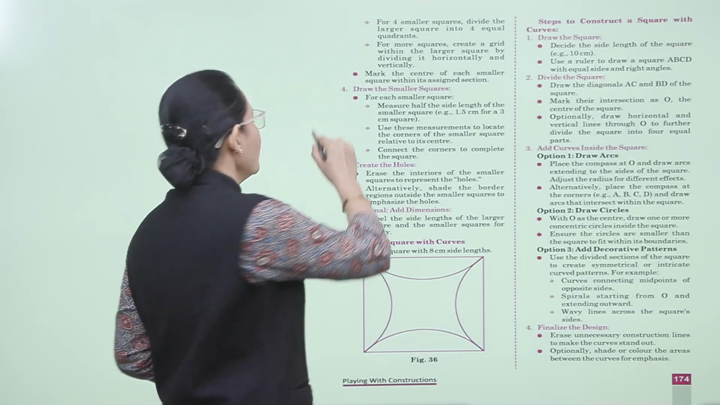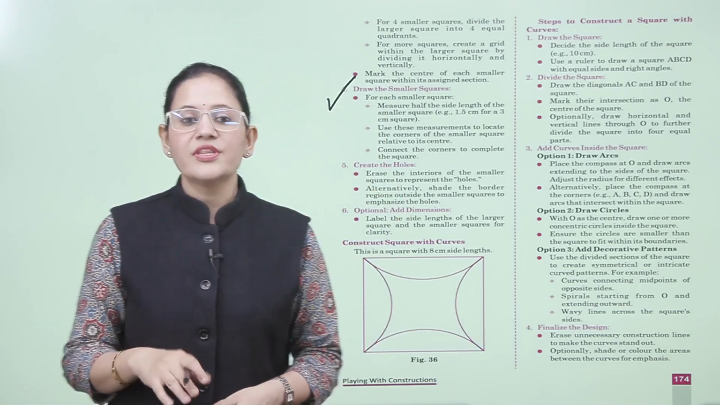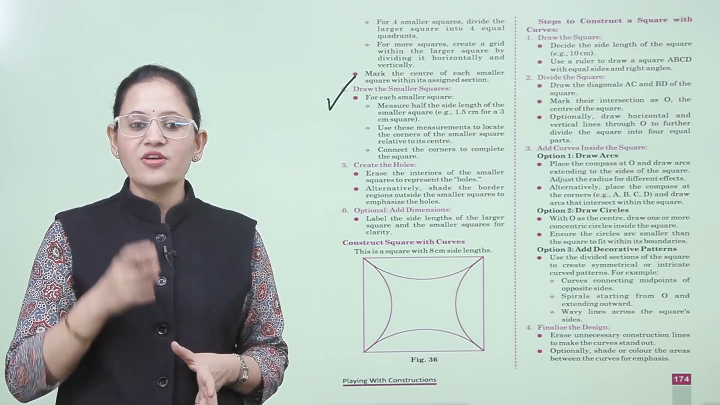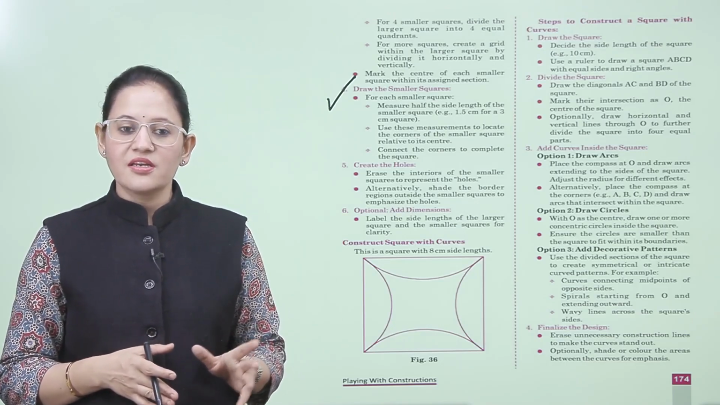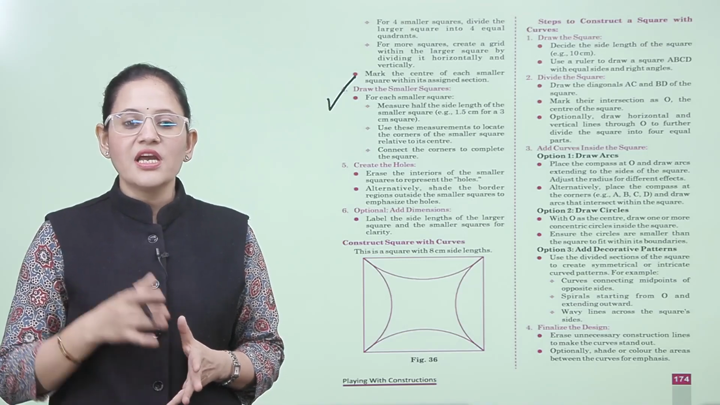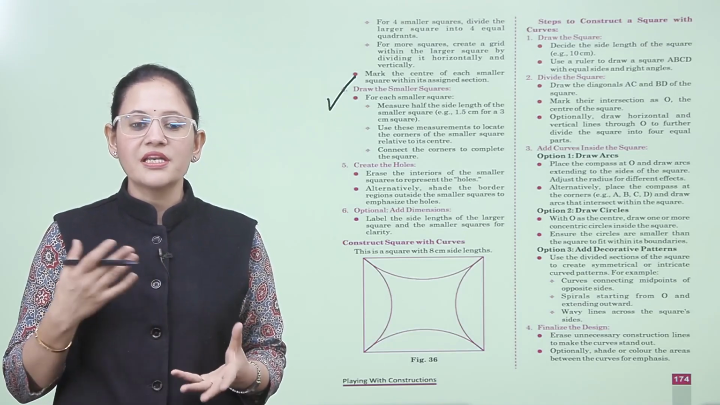Now draw the smaller square. For that, for each smaller square, measure half of the side length of the smaller square, that is 1.5 centimeter for 3 centimeter. Clear? Use this measurement to locate the corners of the smaller square relative to its center, and complete the square.